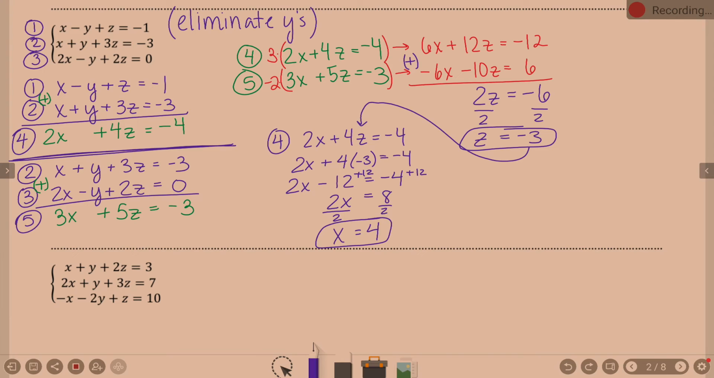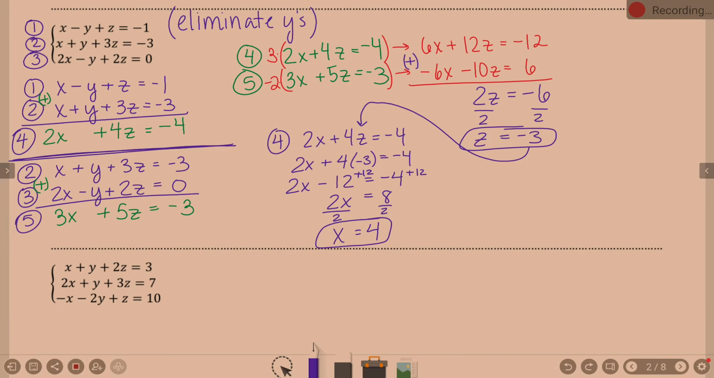I have 2 answers. How many do I need? We need 3. We need one more answer. I know z. I know x. How do we find y? Plug it in. Plug it in where? So now we're going back to equations 1, 2, or 3. Okay? Your pick again. 1, 2, or 3, something that has the 3 variables.